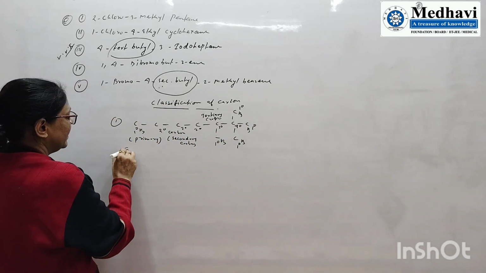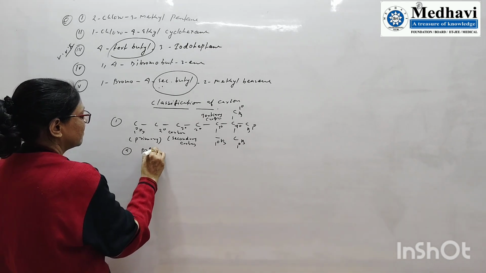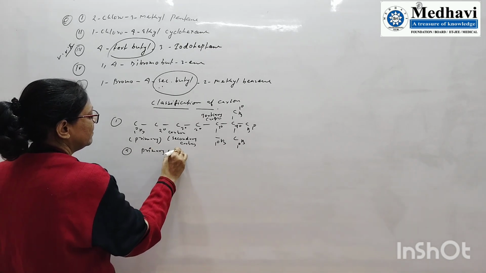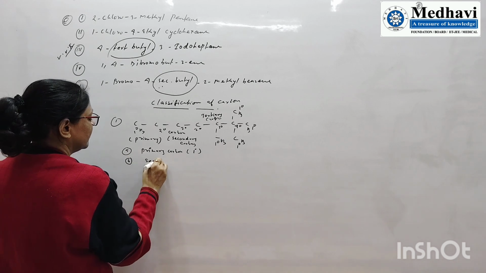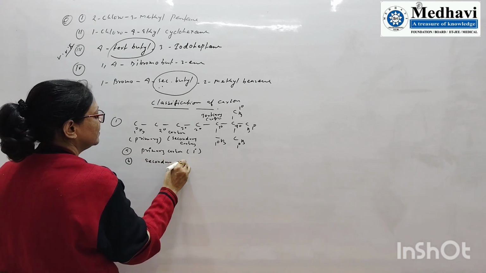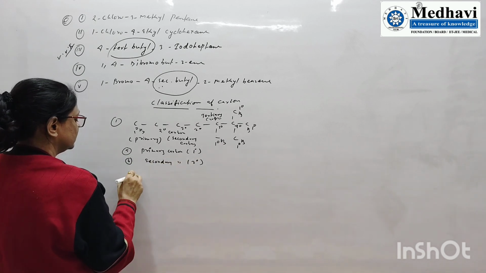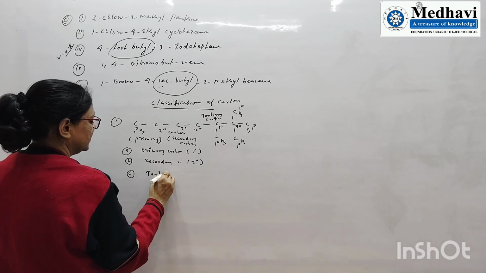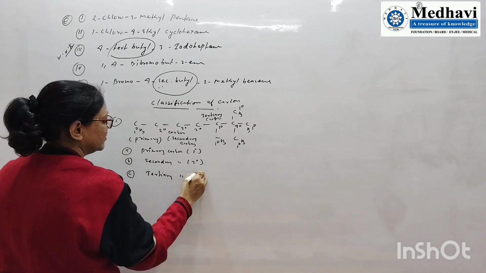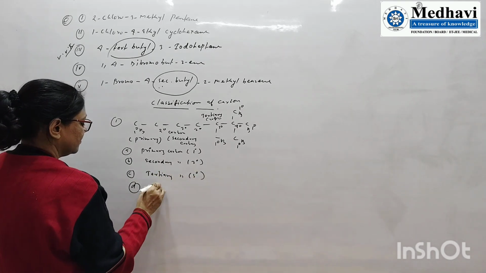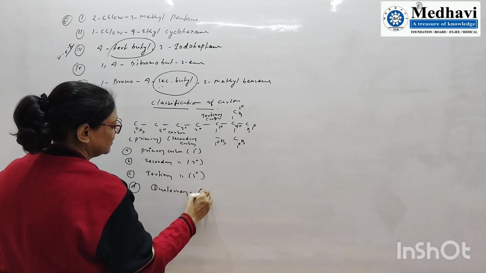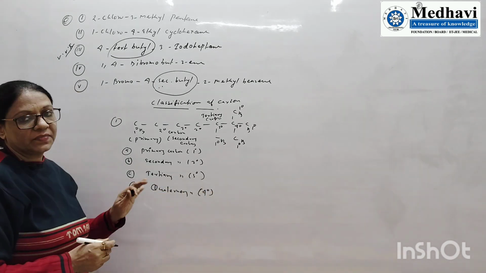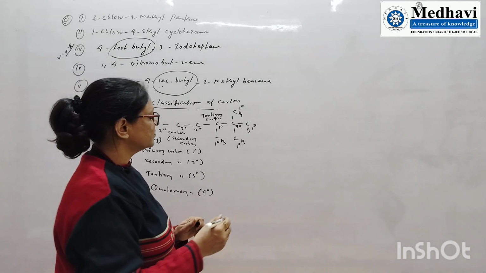So we can classify carbon as primary carbon, 1 degree, secondary carbon, 2 degree, tertiary carbon, 3 degree, and quaternary carbon, that is 4 degree. This is the first information.